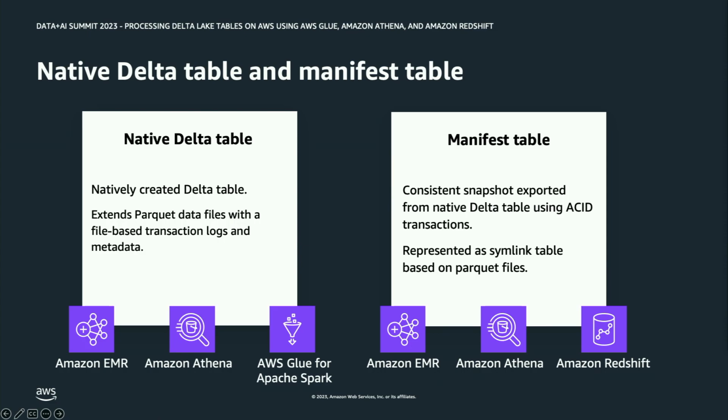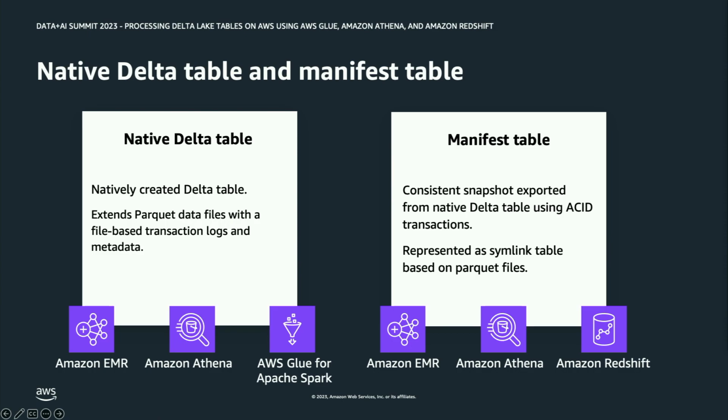But before moving to the demo video, I'll need to explain Delta native tables and manifest tables. A native Delta table is a natively created Delta table that extends Parquet data files with a file-based transaction log and metadata. The other one is a manifest table, which is represented as a Symlink table based on Parquet files that can be used by non-Spark processing engines such as Amazon Redshift.